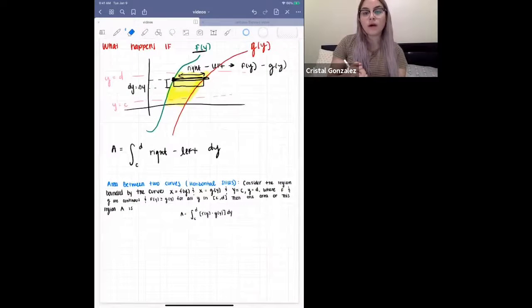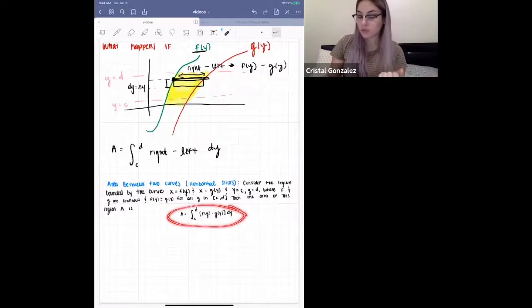Okay, perfect. So in this case, like I mentioned, we have horizontal slices and not vertical slices. So things tend to change a little bit for this. So if we have a region, just like the one on top, bounded by f of y and g of y, and c and d, where y equals c and y equals d, and again, f and g do have to be continuous, and f of y does have to be greater than g of y for all y, then the area of this region is going to be defined by this, which is really just the right minus the left times the width.